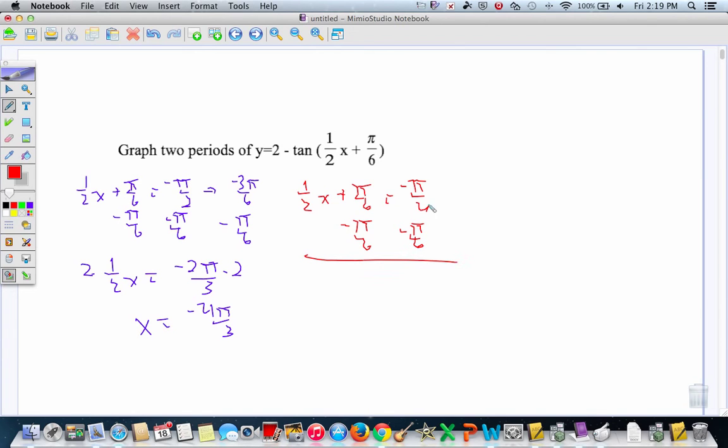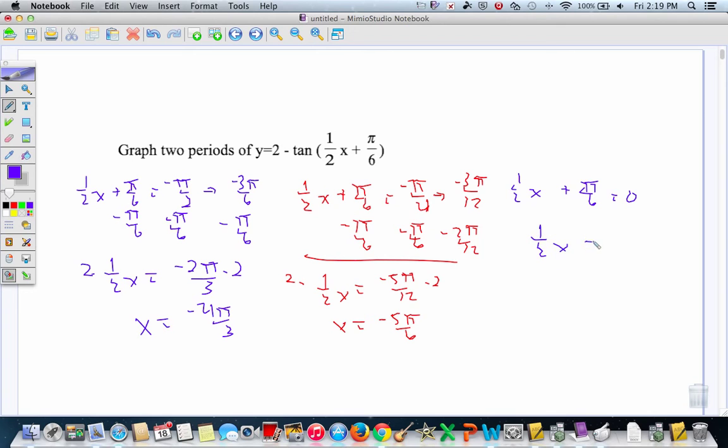Let's go a second time. 1/2 x plus pi over 6 equals negative pi over 4. Subtract pi over 6 from both sides. Common denominators again. That's going to be 12. So let's go with negative 3 pi over 12 minus 2 pi over 12. So 1/2 x equals negative 5 pi over 12. Multiply both sides by 2, and x equals negative 5 pi over 6.